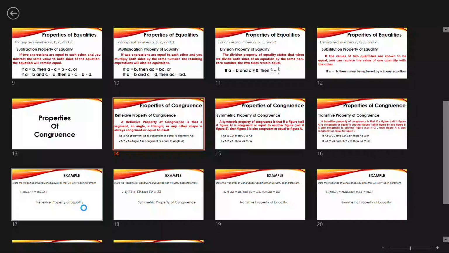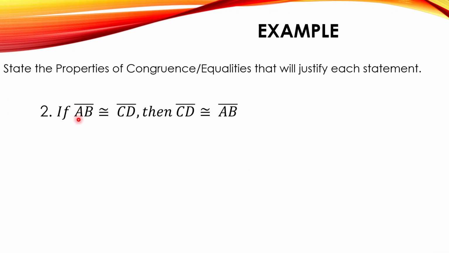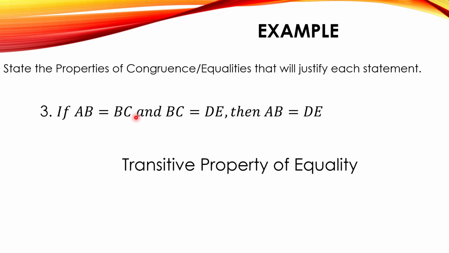Very good. So next, we have number 2. If the segment AB is congruent to segment CD, then CD is congruent to AB. So this is properties of congruence. So symmetric. Very good. Number 3, if AB is equal to BC and BC is equal to DE, then AB is equal to DE. So the symbol is for equalities, and that is, yes, the transitive property of equality.